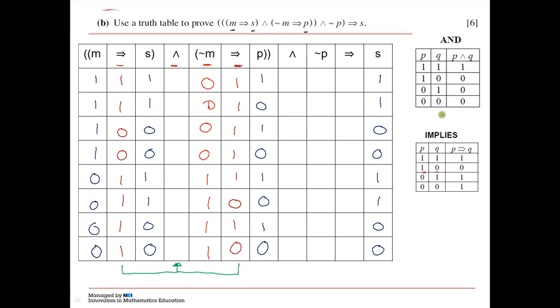So AND is a 1 only if they're both 1s, and all the rest are 0s. So I've got a 1 and a 1 giving me a 1, and another 1 and a 1 giving me a 1. Then I've got some 0s, so I know that's going to be 0. That's a 1 and a 1 and a 0, a 1 and a 1, and a 1 and a 0.